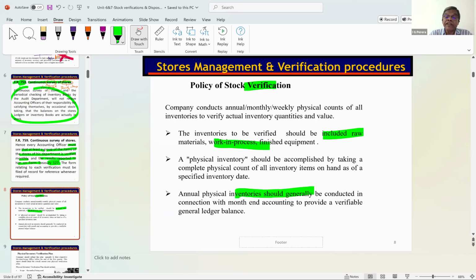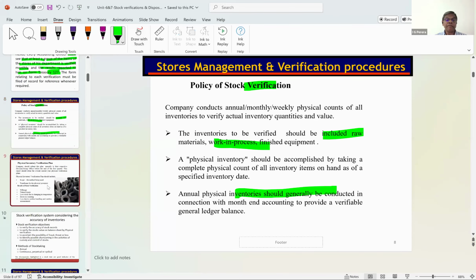Annual physical inventories should generally be conducted in connection with the month end, and accounting to provide verifiable general ledger balances for them to prepare their final accounts, even in the government sector. So this is why stock verifications are important.